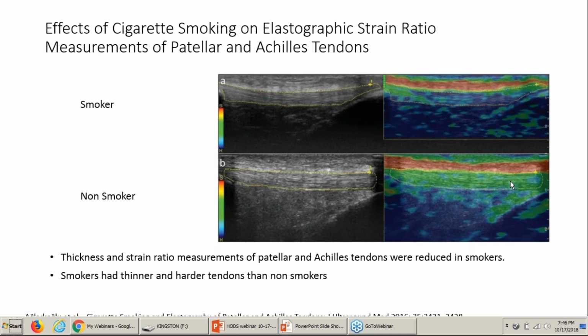But what they found is the smoker had relatively more blue area than the normal, which means that it was harder than the healthy tendon. Thank you. Yeah.